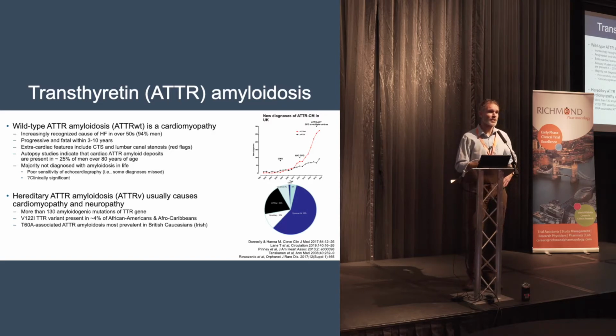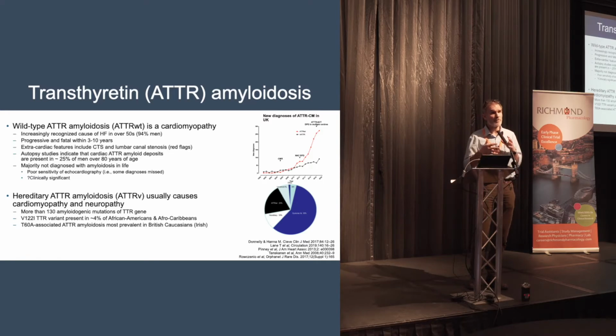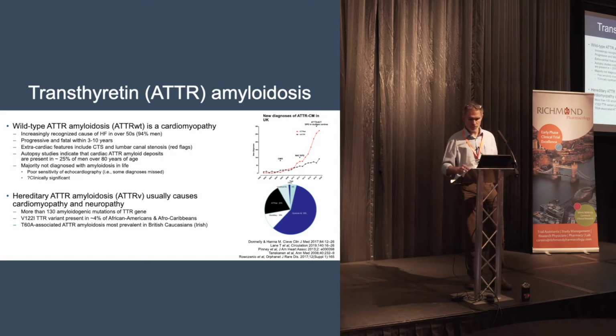The variant that we see most commonly in the UK is the V122I variant, which occurs, in fact, the mutation occurs in 4% of people of African descent. And that gives rise to a clinical syndrome which is very similar to the wild-type disease, so a predominant cardiomyopathy. And the other variant that we see in the UK is what we call the Irish variant, if you like. It's T68, and that gives what we call a mixed phenotype with neuropathy and cardiomyopathy. And some patients, even in the same family, will have more severe neuropathy, and another member of the same family with the disease will have more severe cardiomyopathy. But most patients will have involvement of both of those organs.